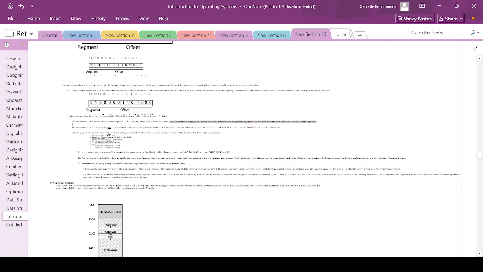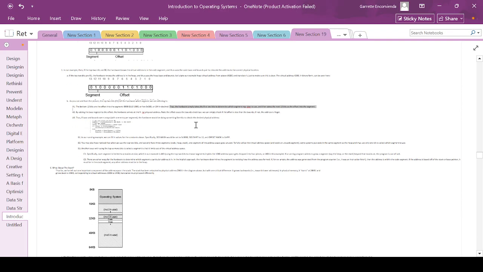So by adding the base register to the offset, the hardware arrives at the final physical address. Note the offset uses the bounds to check too. So it uses the offset and adds that to the base register of the heap, which was found using the 01. It now arrives at the final physical address. So that's how the hardware determines the logical segmentation using the segment registers. Note the offset is also used for the bounds check.